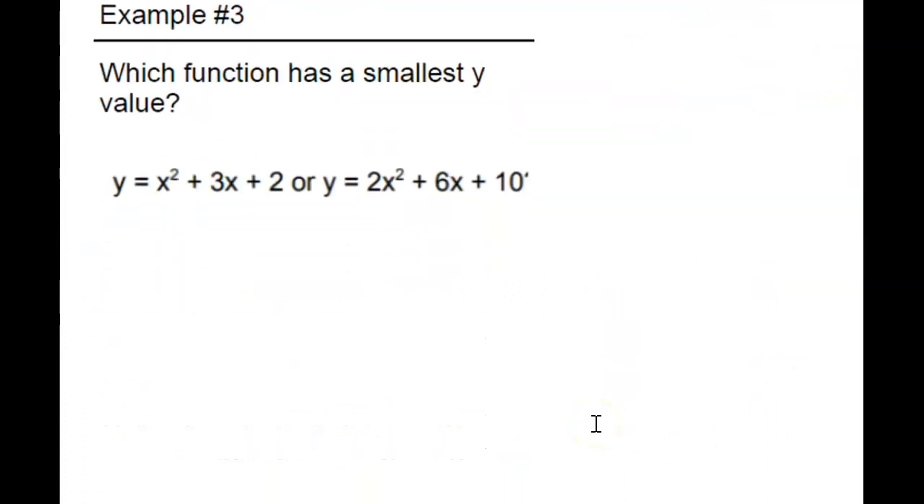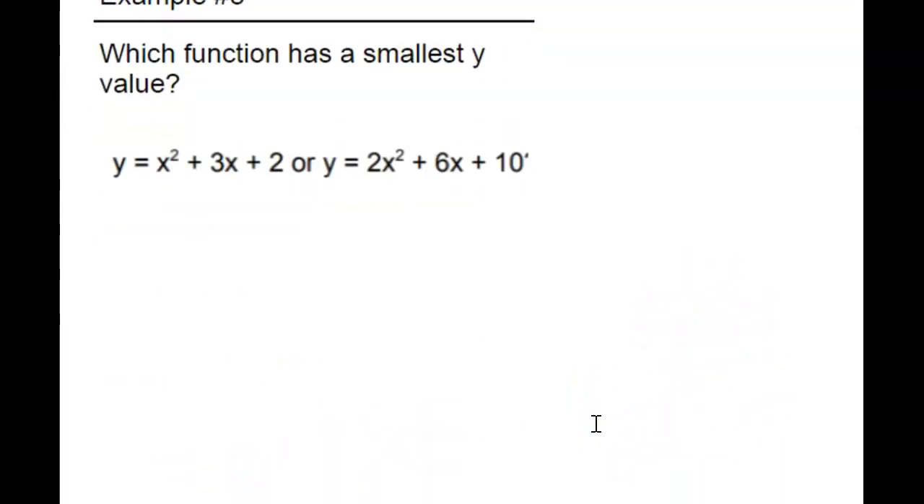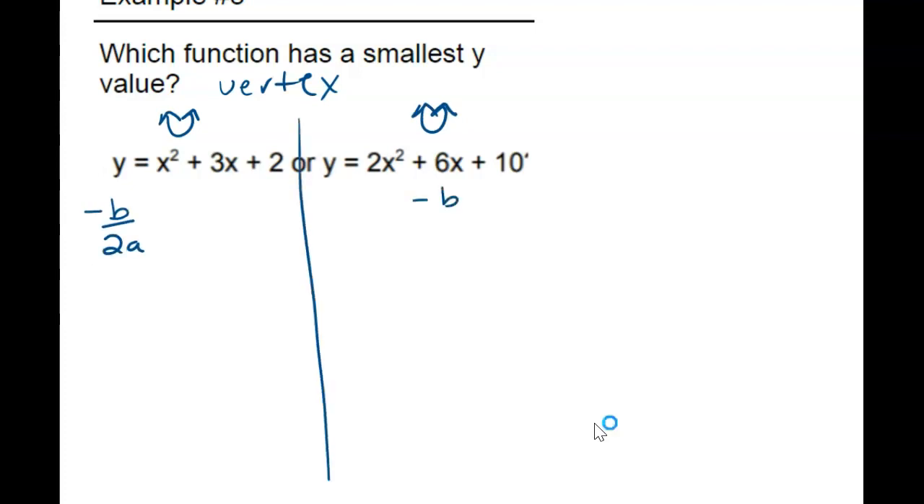All right, our last example, they give us two functions this time, and it says which function has the smallest y value. So we're going to find the vertex since this opens up since a is positive, and this opens up since a is positive. So negative b over 2a for both. And I'm just going to put a line right down the middle. So on our first equation, we get the opposite of b over 2 times a, which is negative 1.5.